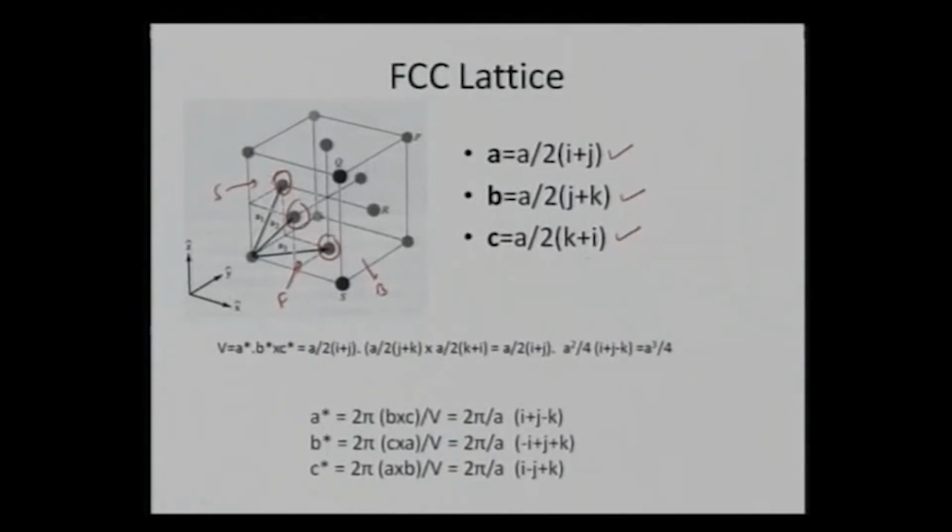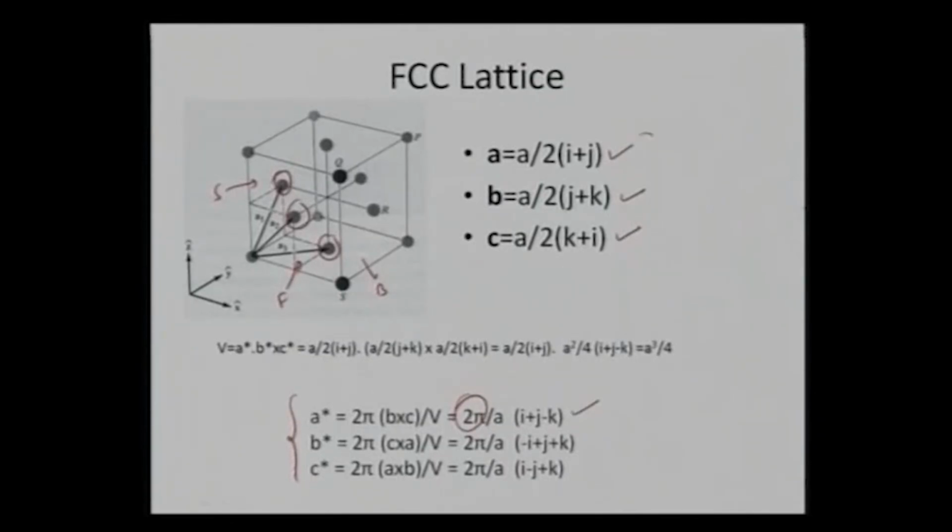Taking the periodicity of 2 pi, I again take the cross product of B cross C, and I divide it by the volume. So I can get some parameters which are more like this. Eventually it turns out that the reciprocal lattice of BCC is equal to FCC.